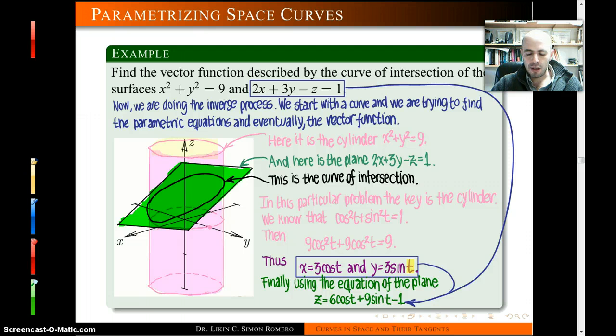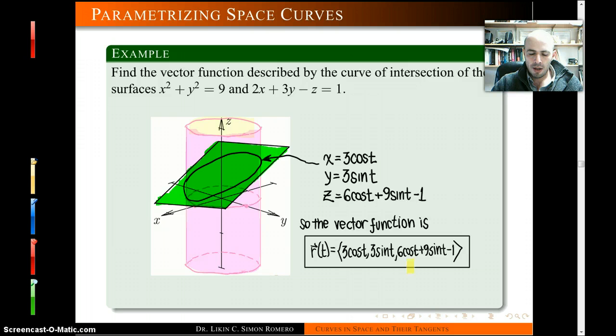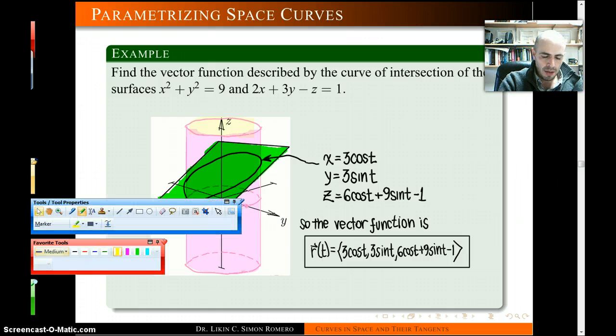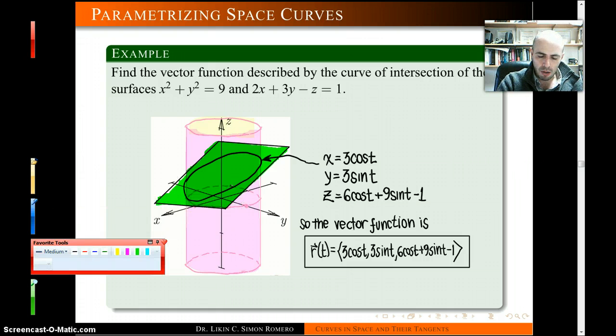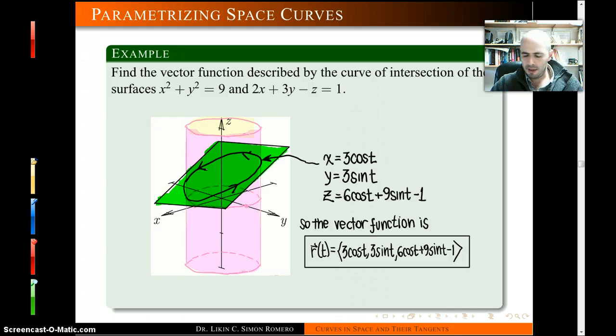So finally, using the equation of the plane and solving, we get that z is equal to that. So these are the parametric equations, and the vector function is just putting each part of the parametric equations in the corresponding component, and you will obtain the vector function that we're trying to talk about. In particular, this vector function is going to travel the curve counterclockwise too. So it's going to travel more or less something like this.